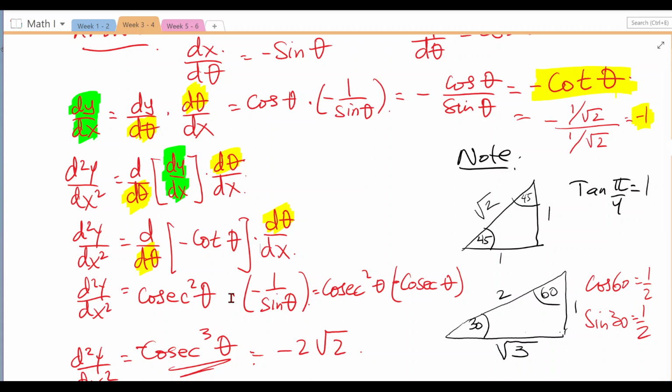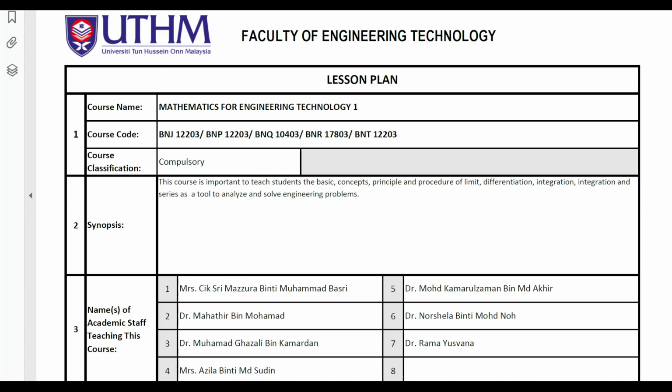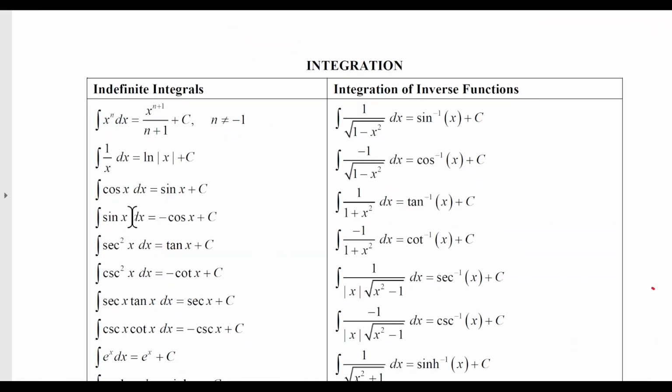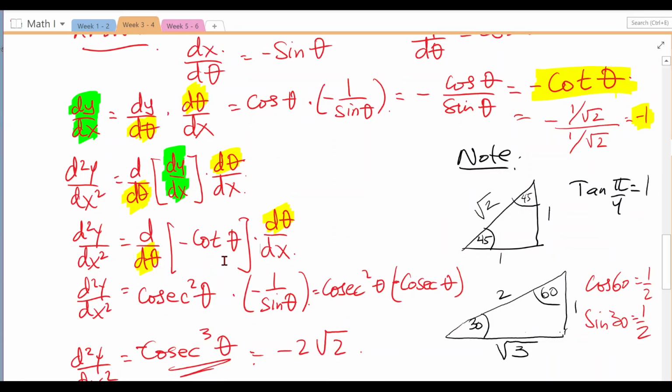I have the tables here, let me see. Cotangent here: negative cotangent is cosecant squared, so the derivative of negative cotangent is negative cosecant squared. So that's how you get the cosecant squared here, because this is already negative, so we have positive. And d theta over dx is negative sine theta, as calculated previously. So the whole thing is equivalent to negative cosecant cubed theta.